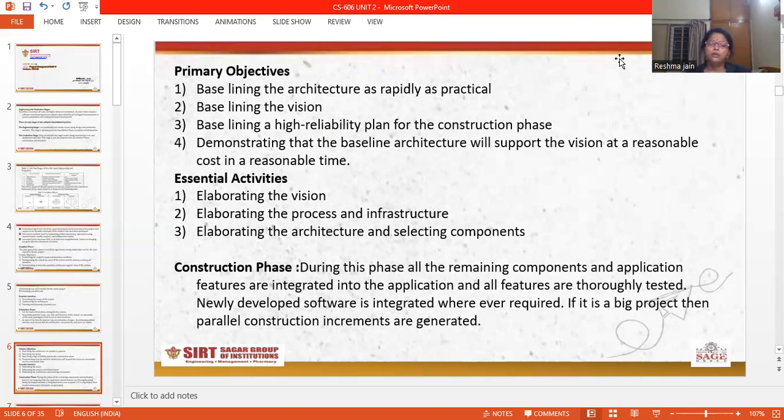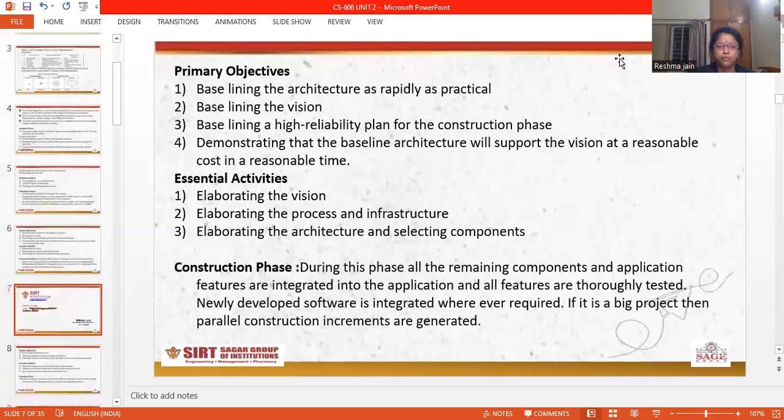Construction phase. During this phase, all the remaining components and application features are integrated into the application, and all features are thoroughly tested. Newly developed software is integrated wherever required. If it is a big project, then parallel construction increments are generated.